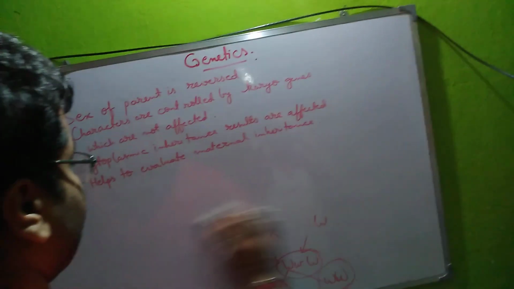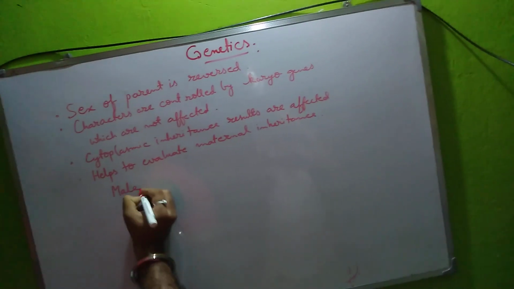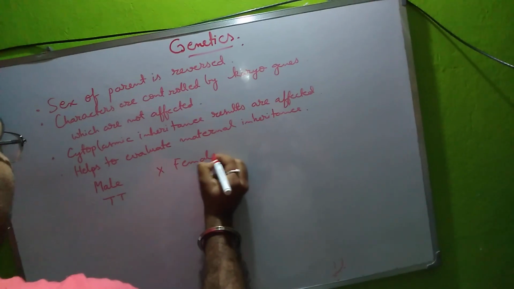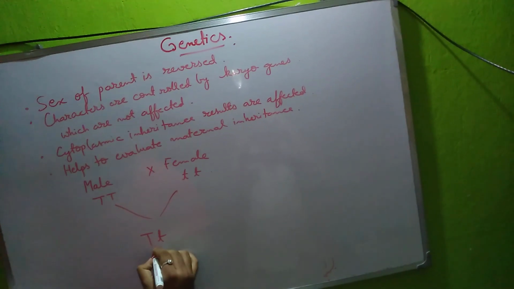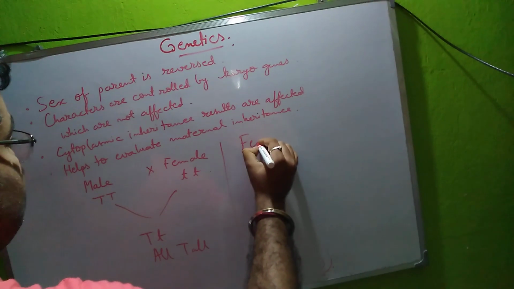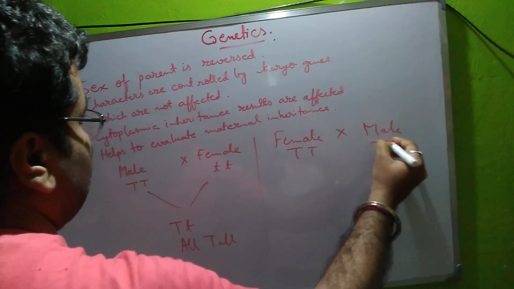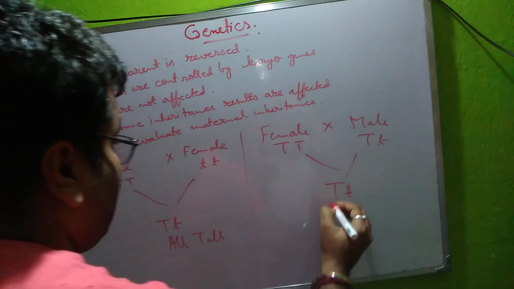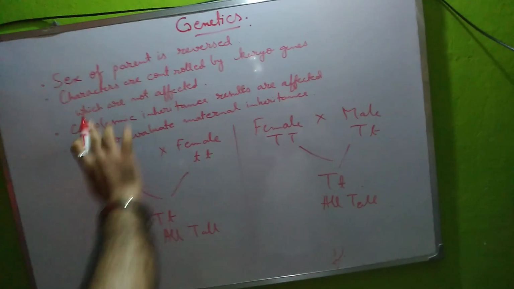Now see, I am giving you a very important example. Suppose over here the male parent is capital T and capital T, and the female parent is small t and small t. So from here what do I get? Capital T, small t. That means all will be tall. Now if I reverse this, this time the female will be the dominant one and the male will be the recessive one. So what do I get from here? All are tall. So this is what is being said.